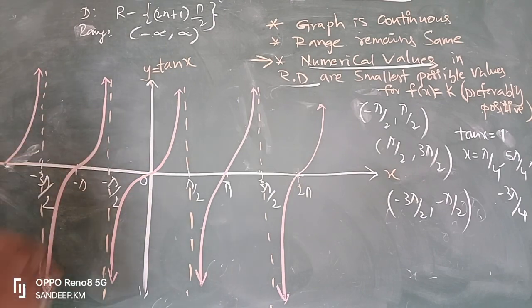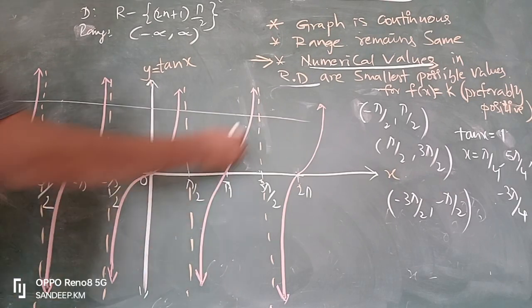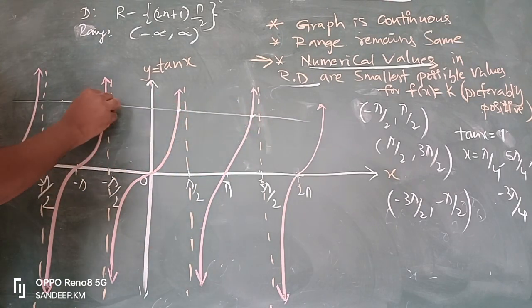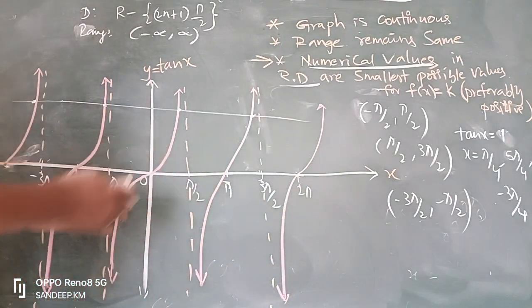Why it is not one-one means, if I draw a horizontal line, it intersects the graph at more than one point. Therefore it is not a one-one function, and therefore it is not a bijection in its natural domain. So I am going to restrict the domain.